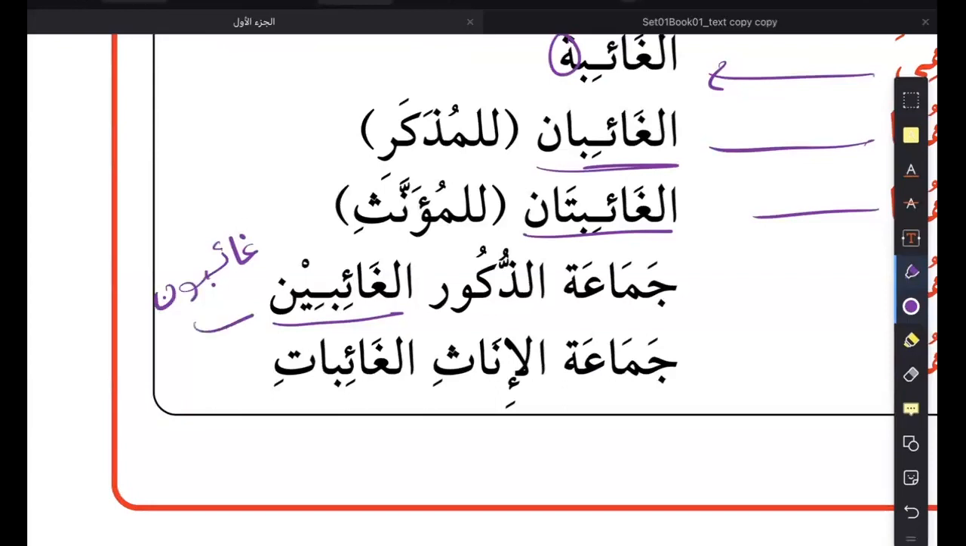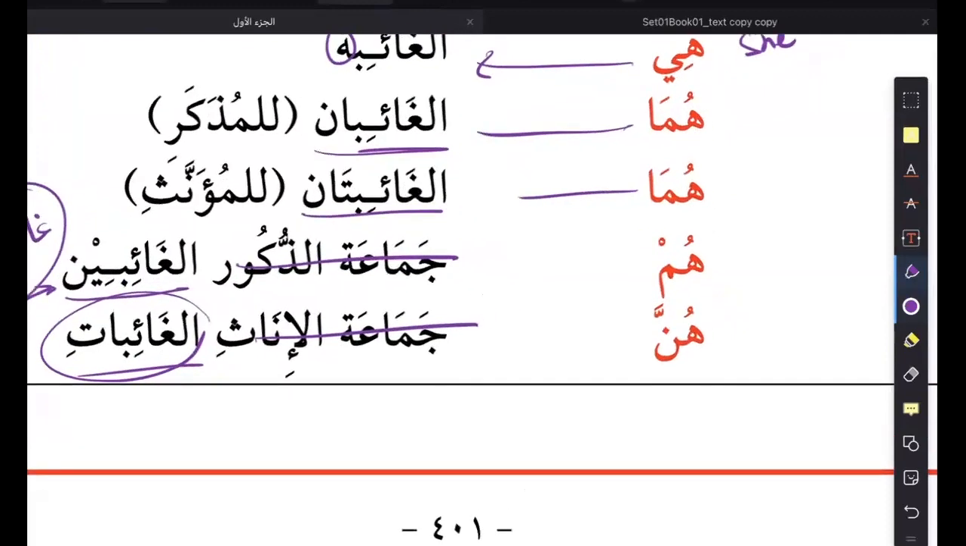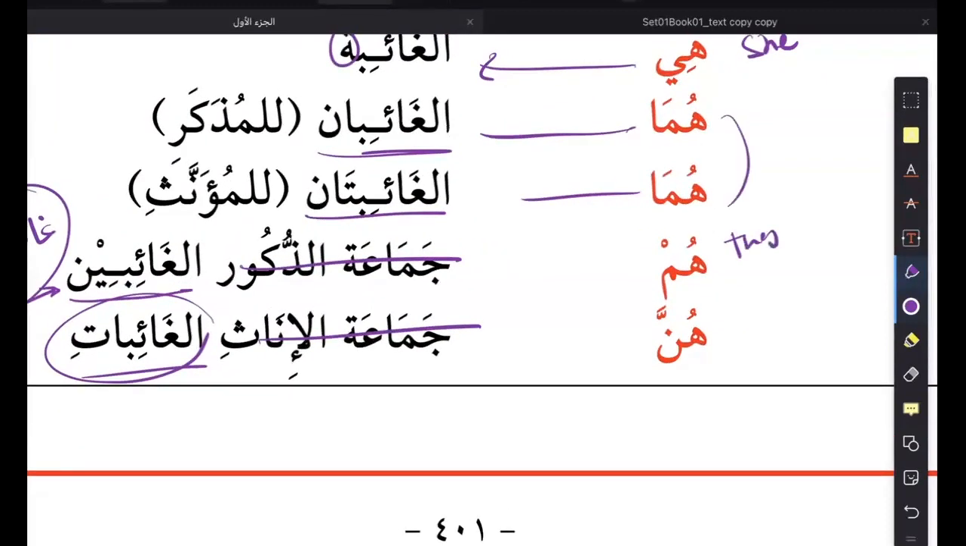Ghaibuna, and its majrur state, the kasra state, is ghaibina. Nobody will be confused whether this is for feminine or not. We don't need to say all of that. We can say al-ghaibi. And for the feminine, we say ghaibat. Everybody who looks at this word knows this is for feminine. Now, hum is for they. By the way, huma is dual. They, two, dual, right? So you have masculine and you have feminine. They for masculine and they for feminine.